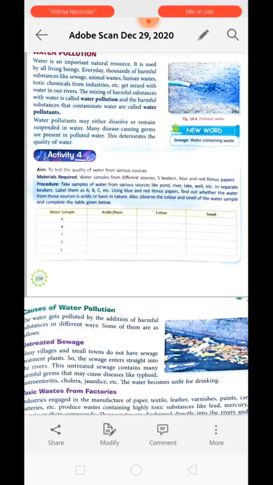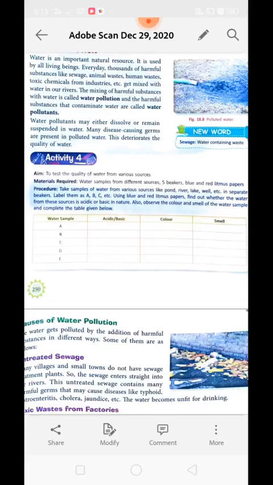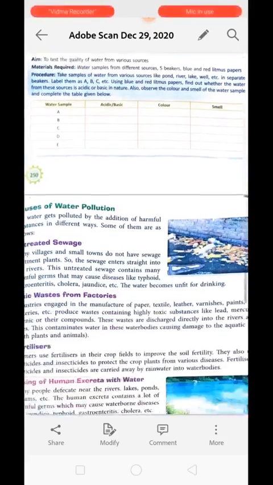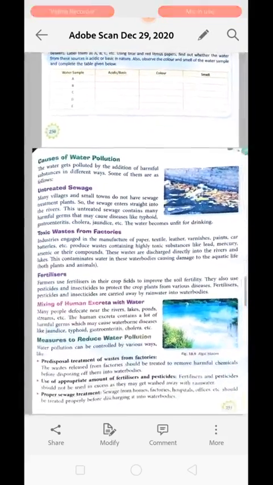Okay, when you test, if the red litmus remains red and the blue litmus paper also remains blue, it means the water is neutral in condition. But if the red litmus paper changes into blue color, it means the water is basic in nature. If blue litmus changes into red color, it means what? The water is acidic in nature. Okay, now next is causes of water pollution.